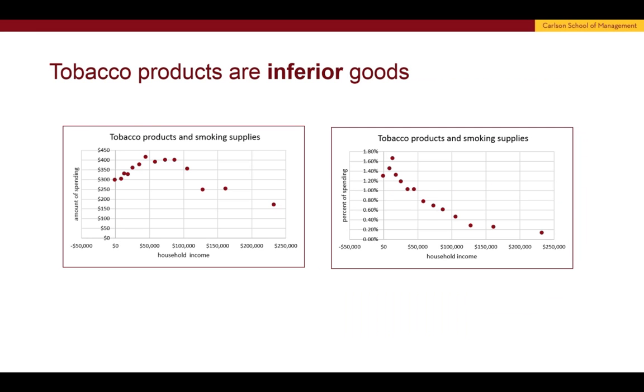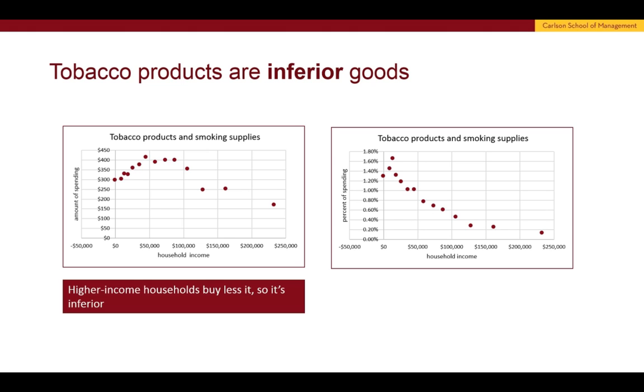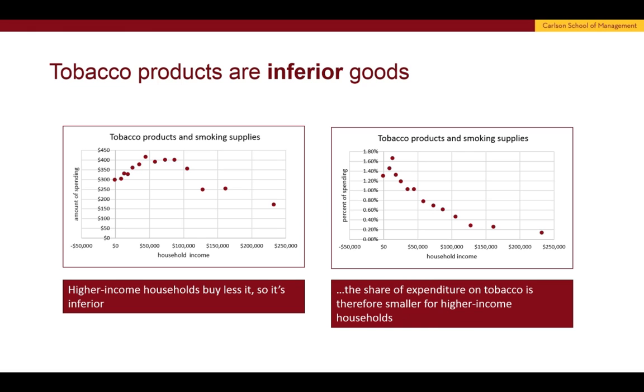Finally, let's look at tobacco products. In the left-hand picture, we see that at low levels of income, increases of income are associated with increases in spending on tobacco. But once household income passes about $50,000, households with even higher income spend a lower absolute amount on tobacco products. So that tells you that for household income above about $50,000, tobacco looks like an inferior good. Now, it's no surprise then that the share of income spent on tobacco products is falling for most of the range.